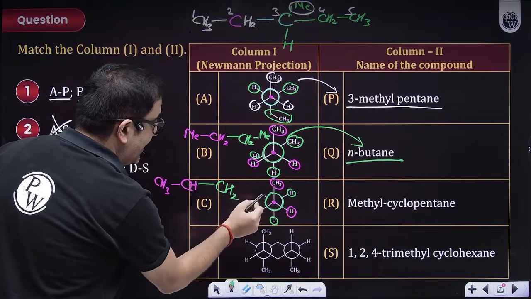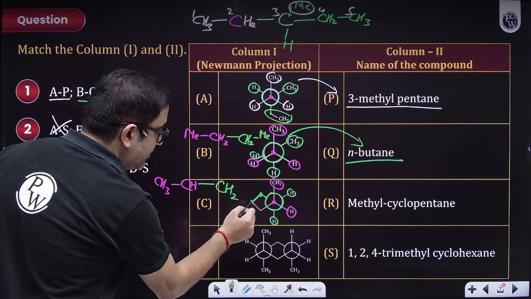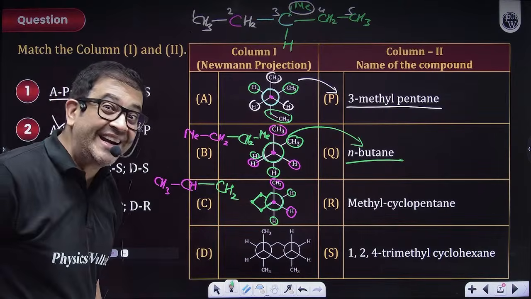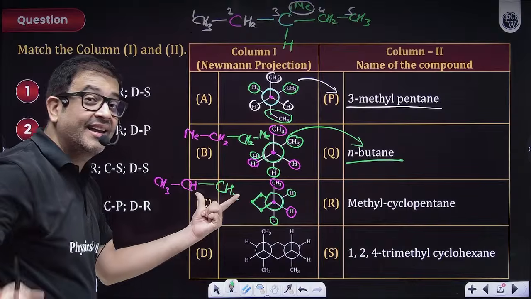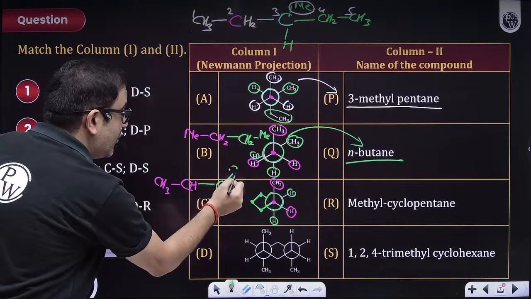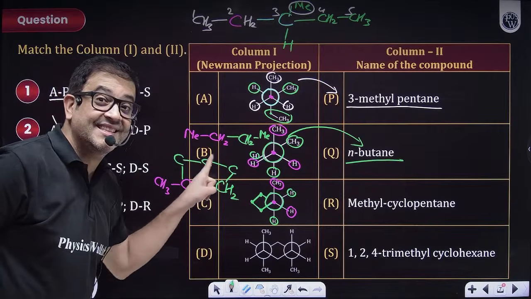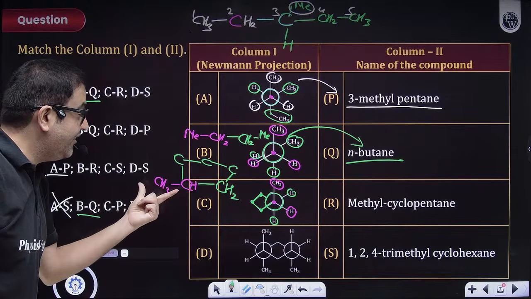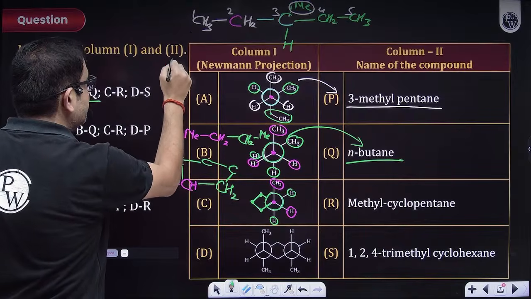But sir, the back carbon is then connected with one carbon, two carbon, three carbon, and then that third carbon is also connected with the front carbon. So that's a cyclic structure, sir. The back and front carbon are connected with three carbons, so carbon number 1, carbon number 2, carbon number 3, and they are connected. That means this is a cyclopentane with a methyl branch.